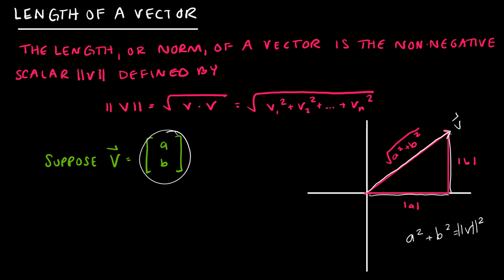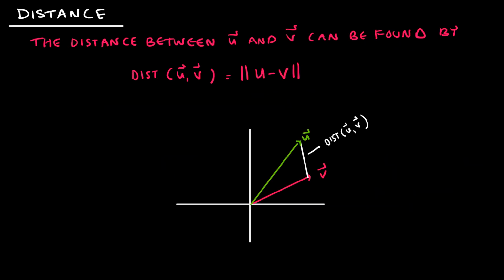I want to just know v, so I'm going to take the square root of a squared plus b squared to give me the length of v. And that's all this is telling us. I've shown you a two-dimensional example, but this works for however many dimensions you want, and it's still going to give us the length of that vector. Now let's take a look at distance, because that's what we're really interested in.